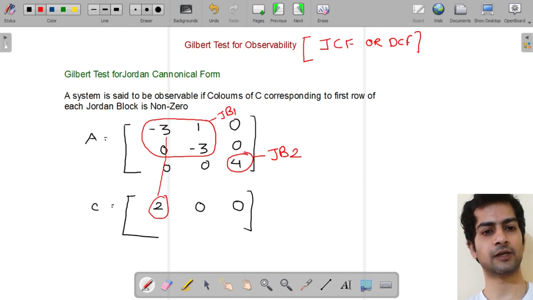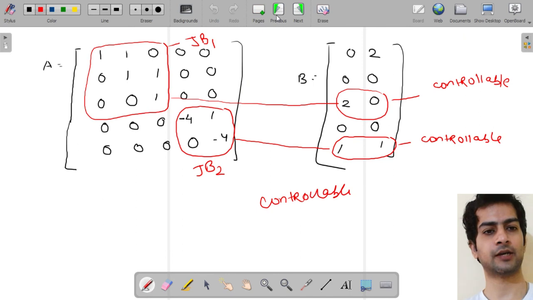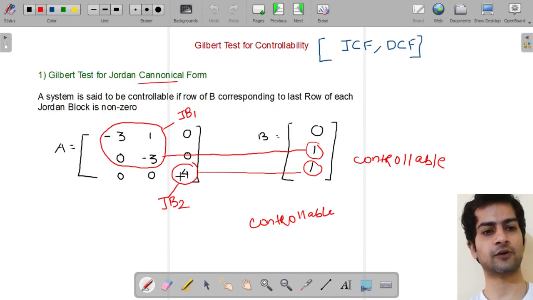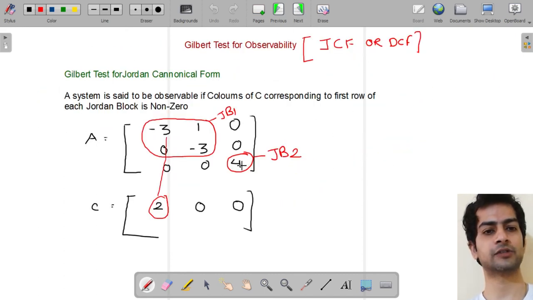Then for JB2, this is the first row of JB2. Here I told you that this was our last row of JB2, and here I am telling you that this is the first row of JB2. In JB2, we have only one element, so it will be both the first row and the last row. So corresponding to this, if we refer to the column of C, we can see that all the elements of the column of C are zero. So this is unobservable.